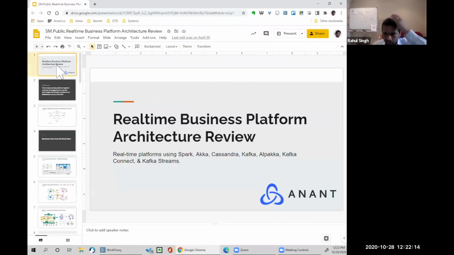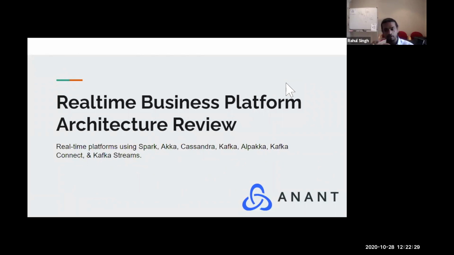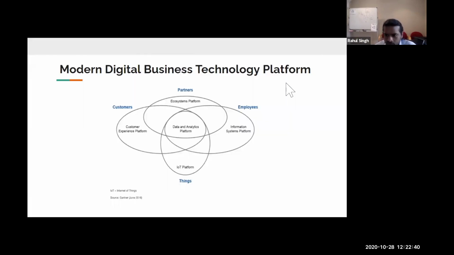So the real-time business platform architecture review covers more than Cassandra, but it started off as a talk on the SMACK stack, which, except for Silicon Valley folks, not a lot of people use Mesos, but Spark, Akka, Cassandra, Kafka, and then instead of using Mesos, people use Kubernetes or they use Docker. Either way, it doesn't matter.